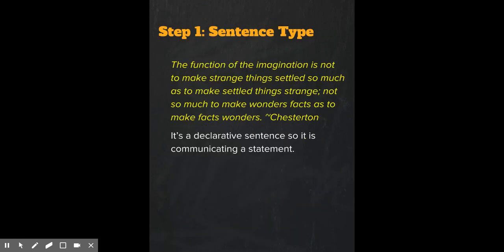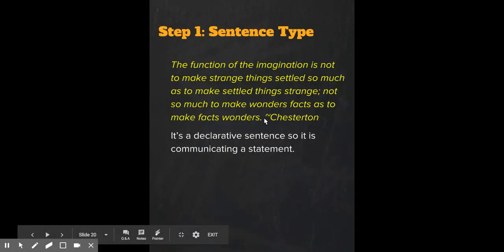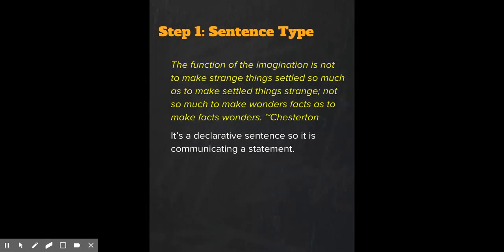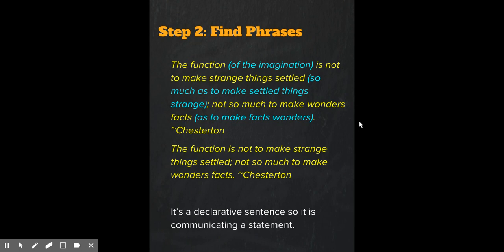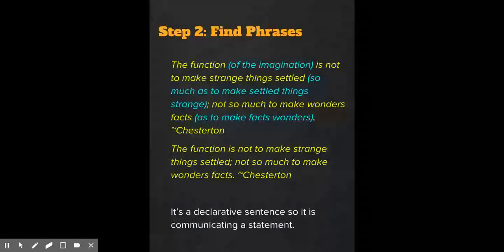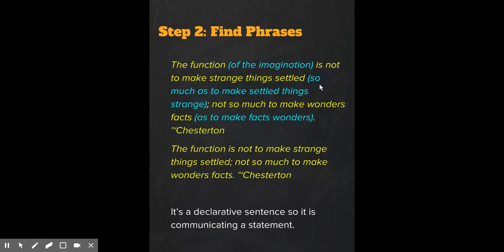All right, well, let's break it down. First, we know that it's a declarative sentence. It's just giving us information. Okay, so it's a thought. Next, we're going to find those phrases. And as you see, I've marked the prepositional phrases in blue. And then I reduced it, eliminating those things. Remember, if I made a mistake and it's a clause, then the sentence won't make sense. But if it's being used as a phrase and I eliminate it, the sentence should still make sense once those things are gone.